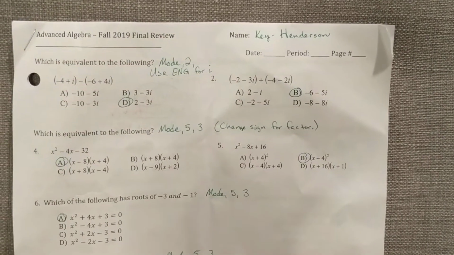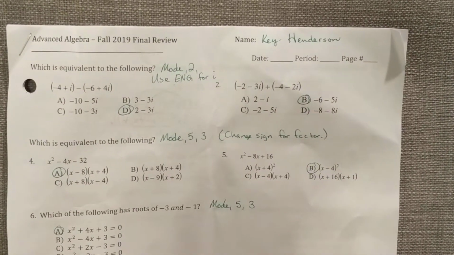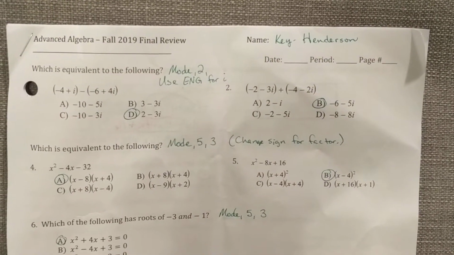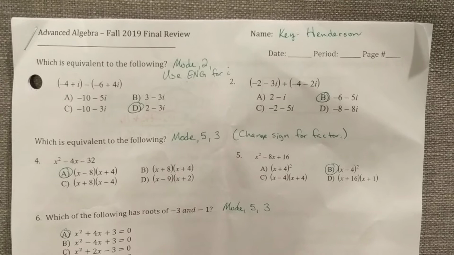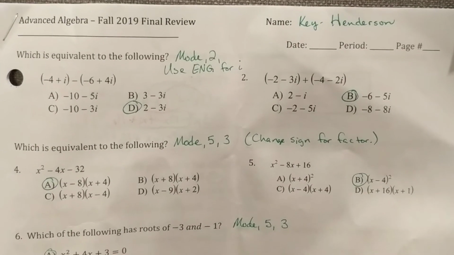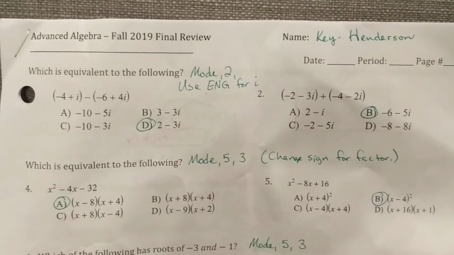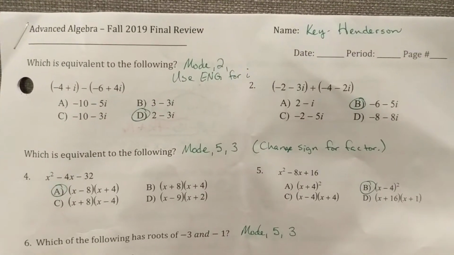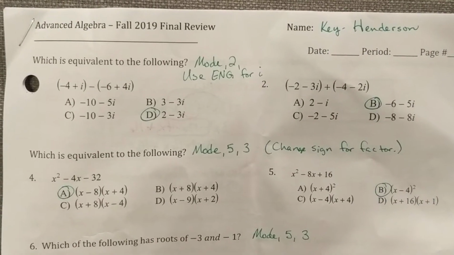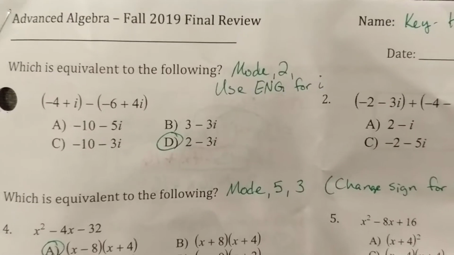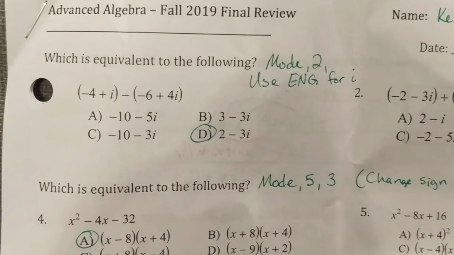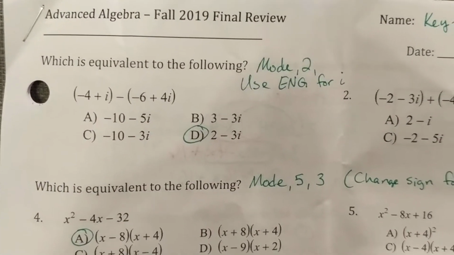Alright? So number one, which is equivalent to the following? Negative 4 plus i minus negative 6 plus 4i. So if you remember in the Casio calculator, that's the little silver one that we have, gray, whatever color you want to call it. If you press mode 2, that puts you in complex mode. And then whenever you're trying to type i in, you use ENG for i. And you just type it in just like it looks, and the answer would be D for number one.